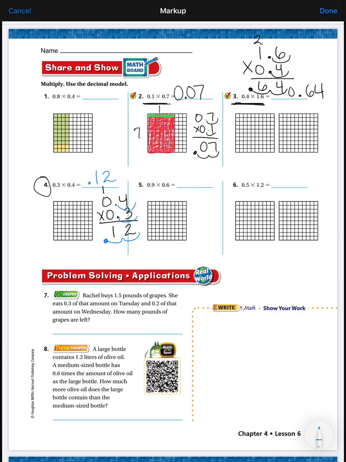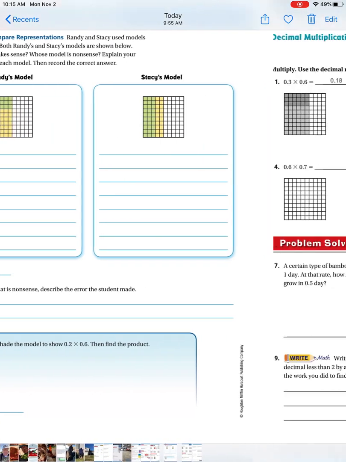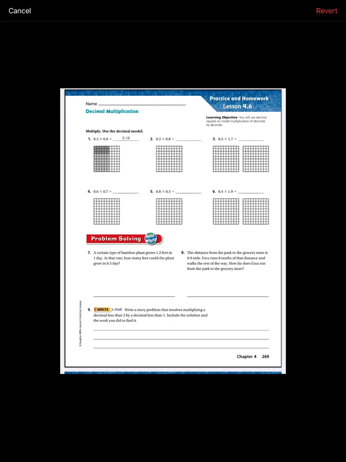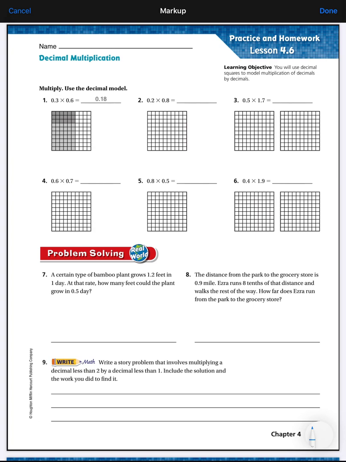All right, we are going to go to our practice and homework page, which is on pages 269 and 270, and I'm going to assign those problems to you. You are going to circle the problems that I'm going to have you work through. You can use either the picture or the standard algorithm. It does not matter to me how you do it, as long as you get the correct answer, right?